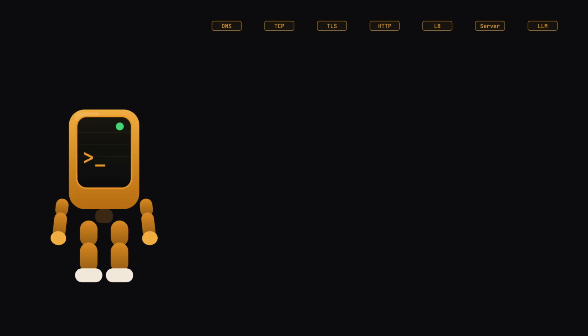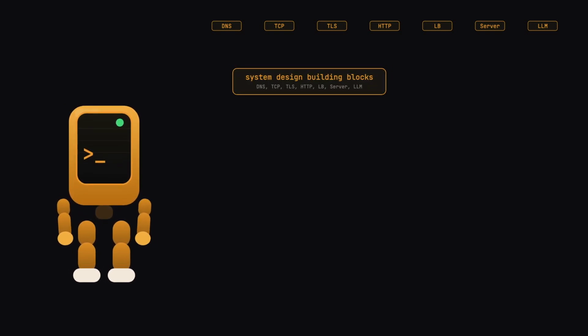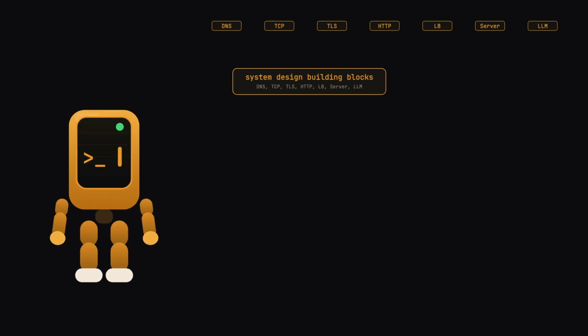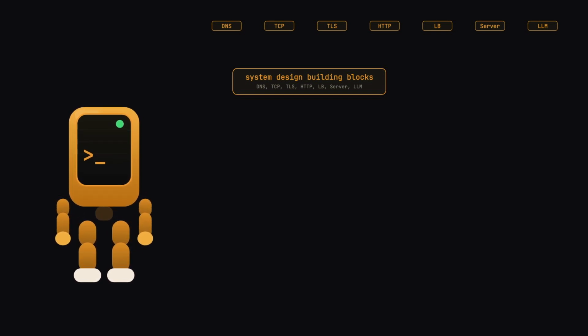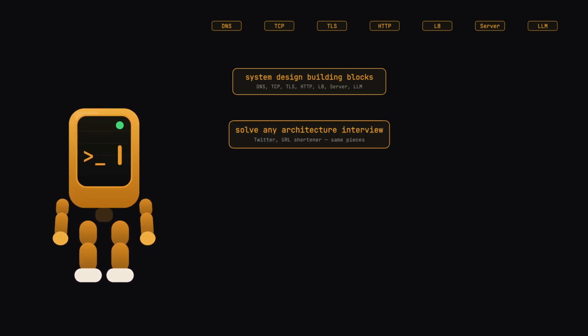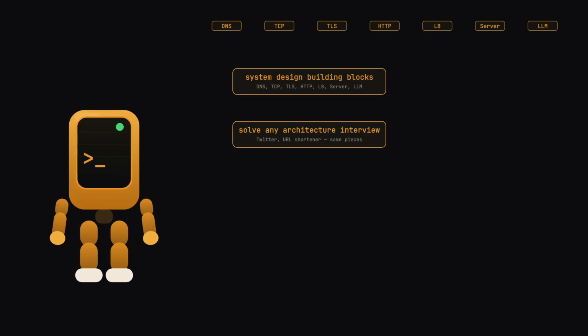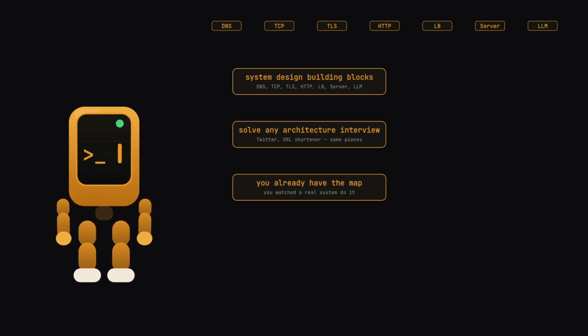Now, here's why this matters for you specifically if you are learning software engineering or preparing for a tech interview. Every single one of those components we just named, DNS, load balancers, TCP, TLS, databases, distributed servers, these are the building blocks of system design. Every "design a system like Twitter" or "design a URL shortener" interview question is just asking you to think through how those same pieces fit together for a different problem.